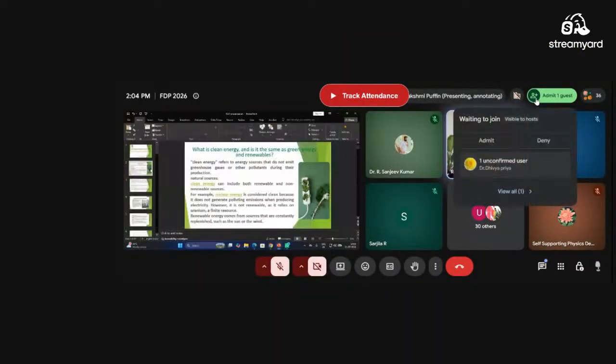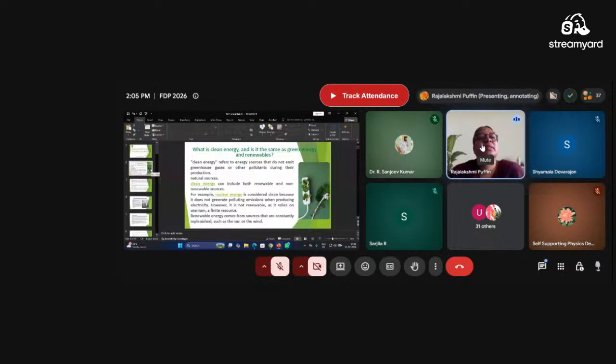Today we are going to discuss what the problem is and how to rectify it. If you look at the emerging trends in photovoltaic, what is clean energy? What is the difference? Often we use renewable energy and green energy. Is it the same or different? We know what green energy is: that which does not emit greenhouse gases or other pollutants during production is called a green source or green energy.